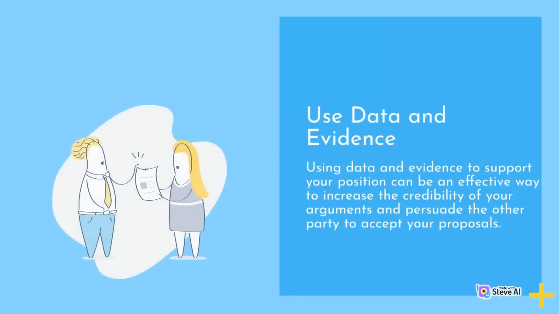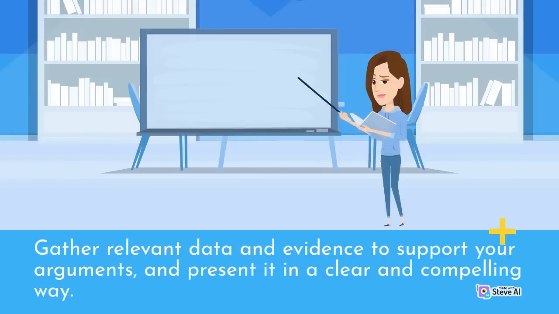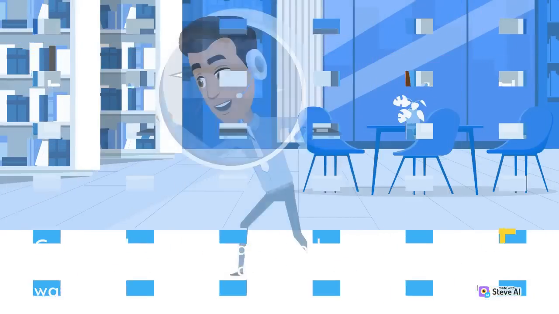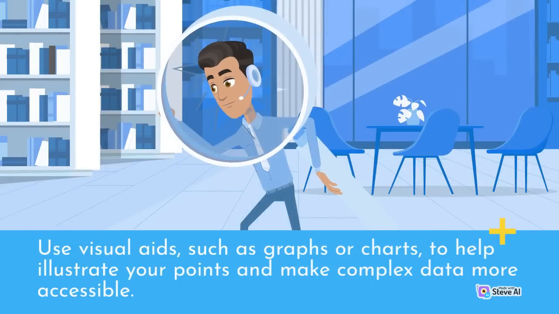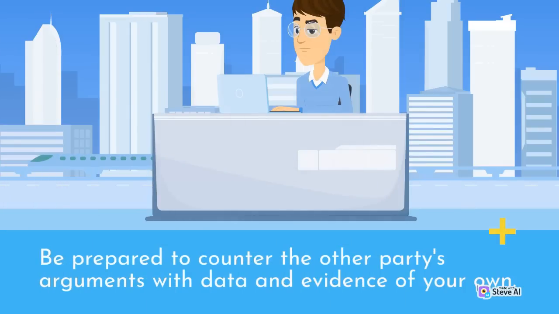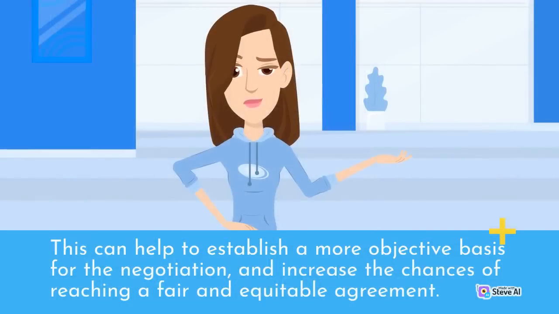Use data and evidence. Using data and evidence to support your position can be an effective way to increase the credibility of your arguments and persuade the other party to accept your proposals. Gather relevant data and evidence to support your arguments, and present it in a clear and compelling way. Use visual aids, such as graphs or charts, to help illustrate your points and make complex data more accessible. Be prepared to counter the other party's arguments with data and evidence of your own. This can help to establish a more objective basis for the negotiation, and increase the chances of reaching a fair and equitable agreement.